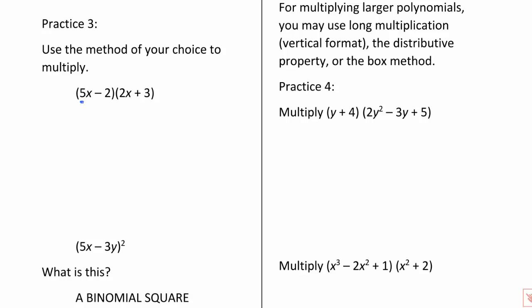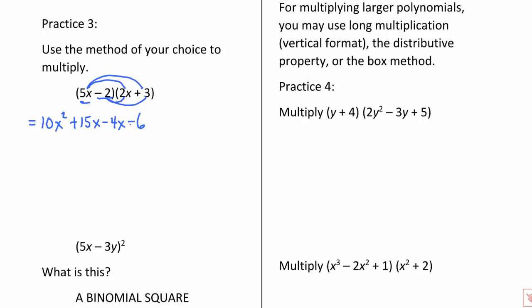If I take the first term, the 5x, and distribute to both terms in the second one, that means 5x times 2x. What's 5 times 2? 10. x times x, x squared. 5x times 3. What's 5 times 3? 15. x times nothing is x. Then I'm going to take this negative 2 and distribute to both of these terms. Negative 2 times 2x, negative 2 times 2 is negative 4, and there's only a single x there. Then negative 2 times 3 is negative 6.